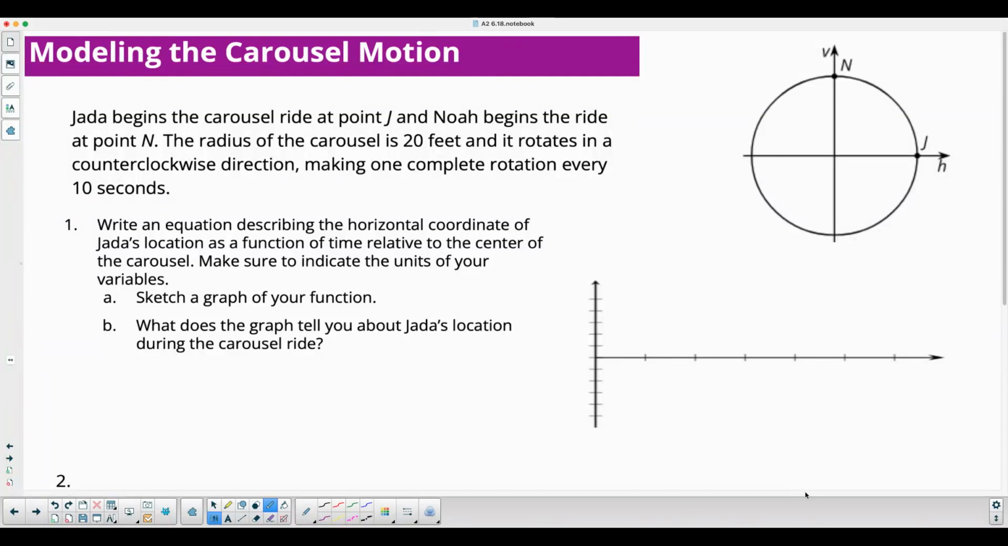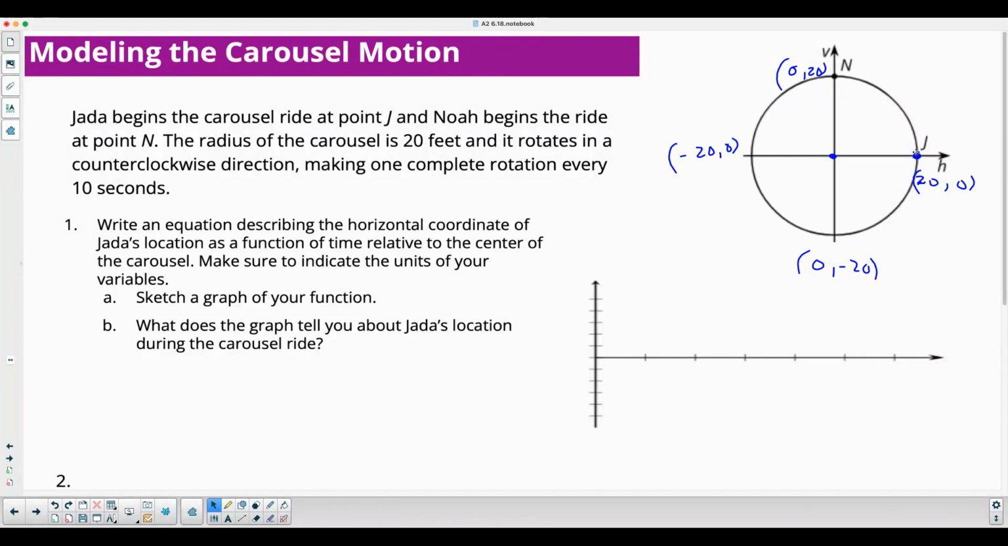Okay, so if this is my center, this point is (20, 0). This is (0, 20), and (20, 0), (0, negative 20). So those are the points right there at all those locations. So as this moves here, (0, 20), (negative 20, 0), (0, negative 20), back there.